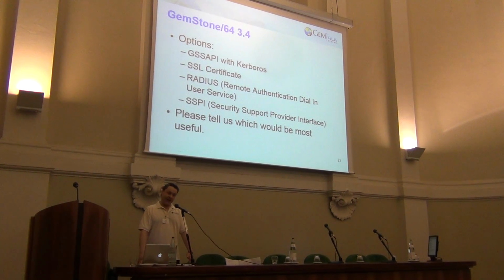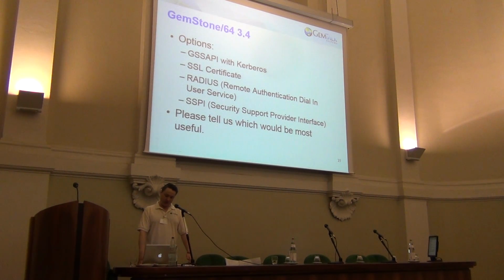The question is what to add from here. And there's several possibilities. This list kind of came from what Postgres supports, and we're not sure we need to support all or any of these at this point. But again, we'd like to hear from you if you have opinions on this. There's GSS API with Kerberos, SSL certificate, where you could do something like an SSH passwordless login if the certificate was there. That might be an option.